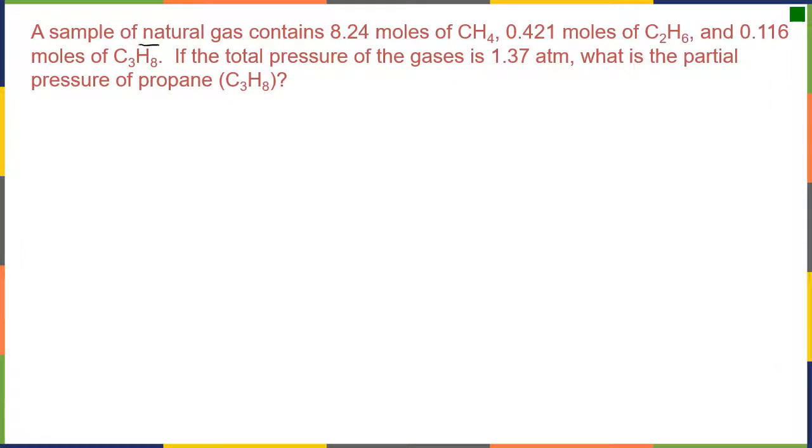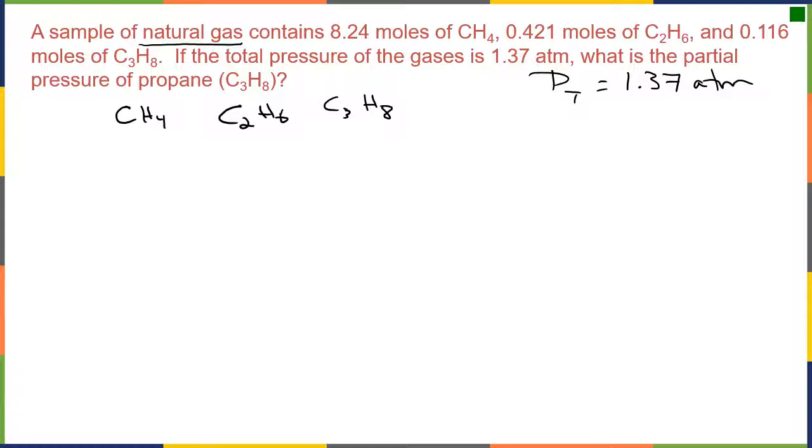So I have a sample of natural gas. Natural gas here is going to contain methane, ethane, and propane. Now we've been told here that the pressure total is equal to 1.37 atmospheres, and what we want is the pressure of the individual propane. That's called partial pressure, and that is simply the individual pressure of a gas. Note we haven't got volume or temperature, so in order to do this, we are going to have to relate moles to pressure. Well, we know that moles and pressure are directly proportional.